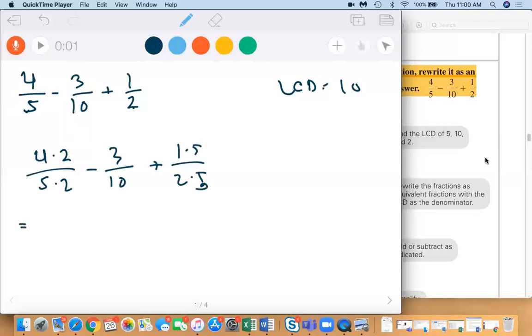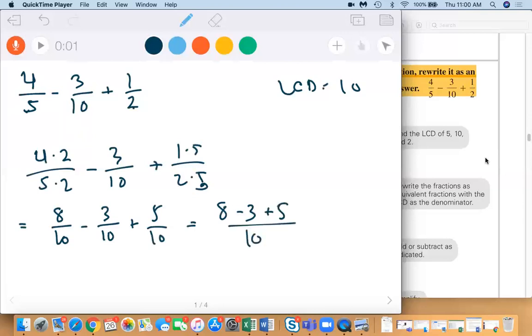So now when we multiply, we have 8 over 10 minus 3 over 10 plus 5 over 10. So then we just put it all together. So again, we only add or subtract across the top. So we have 8 minus 3 plus 5 all over 10. All right? So now we have 8 minus 3 gives us 5. 5 plus 5 is 10. So our answer is 10 over 10.